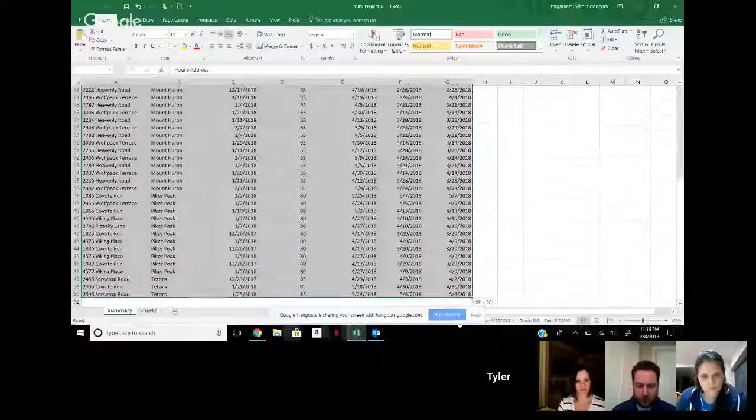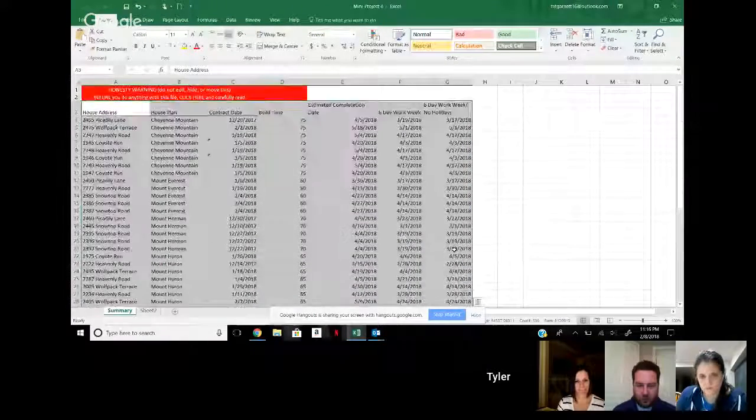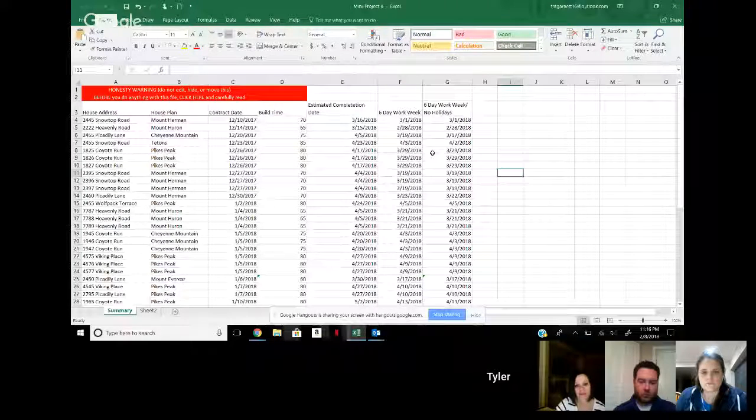So we were talking about sorting, doing the sort. You were saying grab all of this, right? Yes, so you want to do a custom sort. Then you sort by contract date, oldest to newest. And then push OK. Oh man, that is so easy.